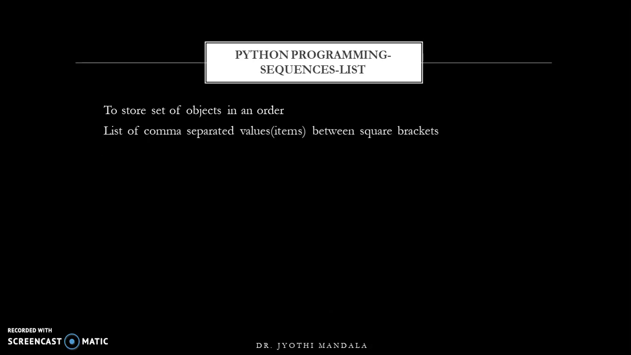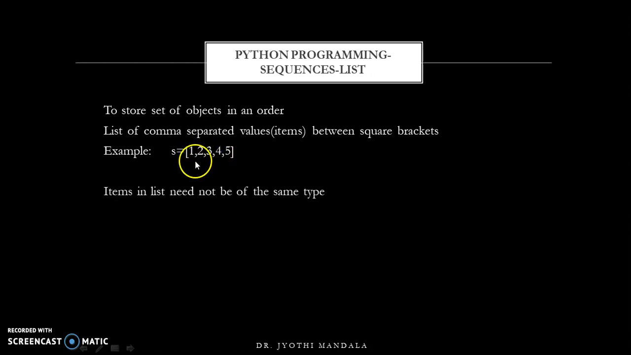Now how will the elements be stored in a list? If you want to use a list, we separate the values by comma and keep all the values in square brackets. This is an example where I have stored 5 values, all separated by comma, with square brackets like this. It is not the case that all the values should be of the same type. We can store different type values also in a list. Here is an example where the first two values are of integer type, the third value is of float type and the fourth value is of string type.